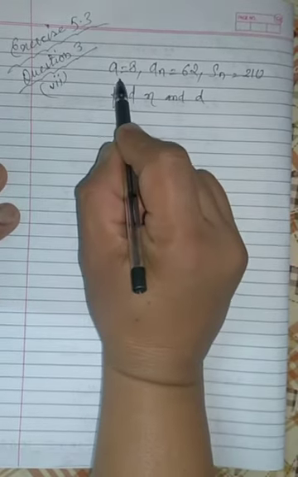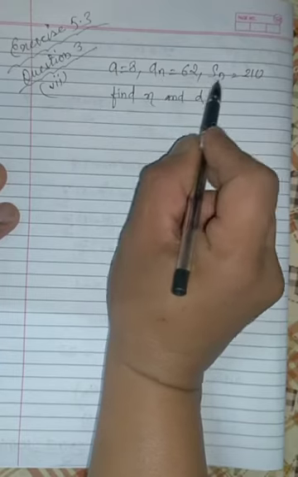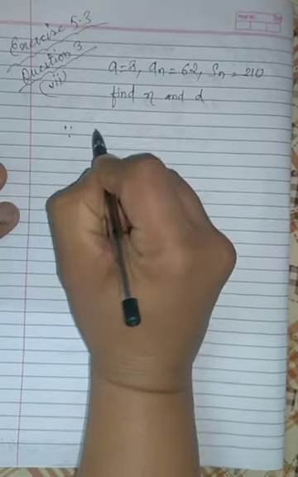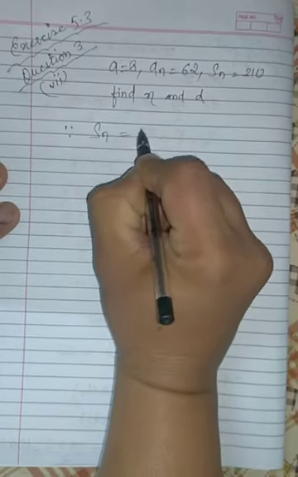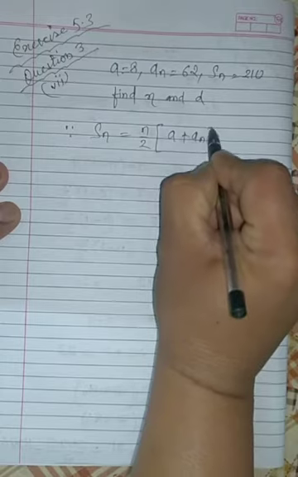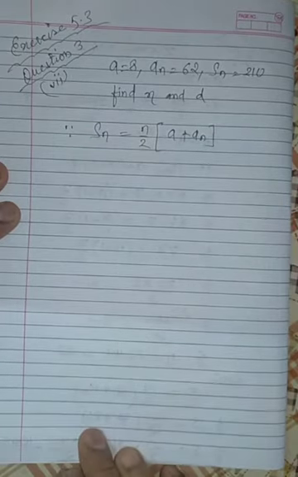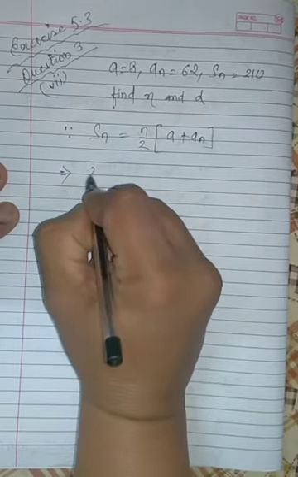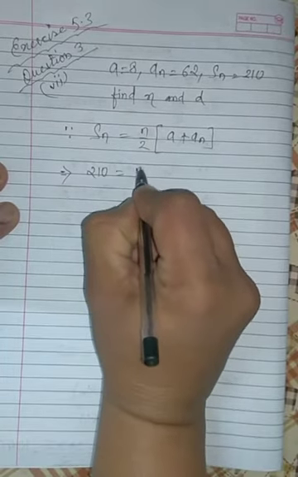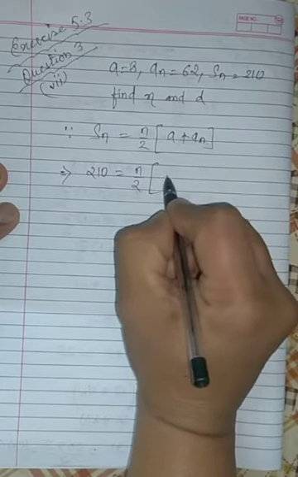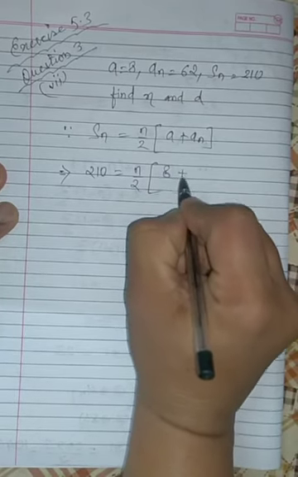So we are given here a, an and Sn. So here we will use our formula. Sn is equal to n by 2 (a plus an), the direct formula we have. Now Sn we are given 210, which is equal to n by 2 (a plus an), that is 8 plus 62.